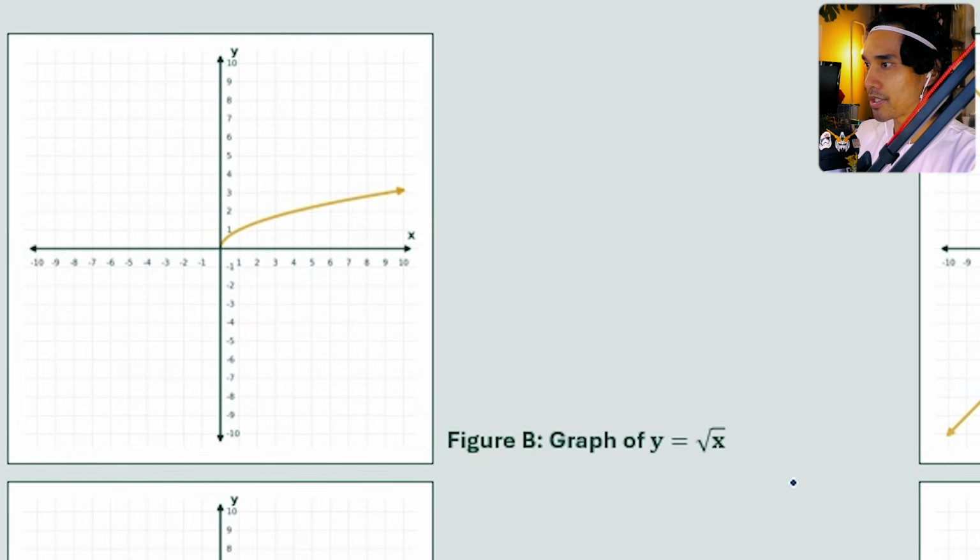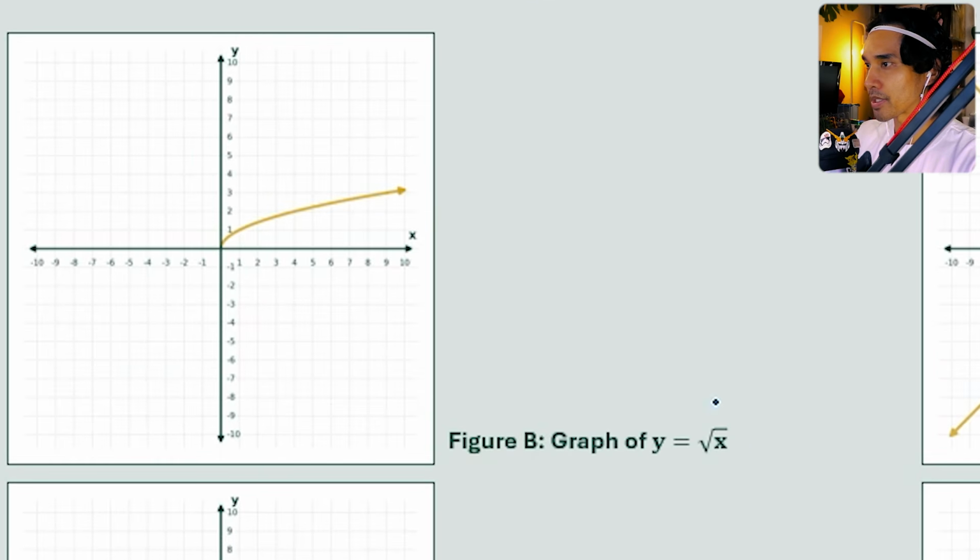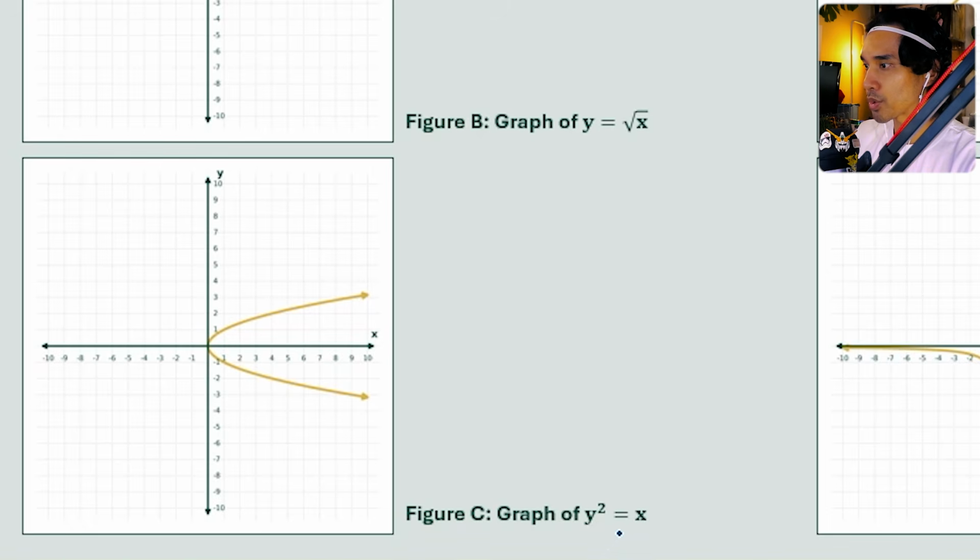So figure B shows the graph of y equals square root x, and it's just a line that goes from the center here and then out like this, like so. The graph of y squared equals x is the same as this, except it's mirroring the top, right? The bottom is mirroring the top. And this is what you would call a sideways parabola.